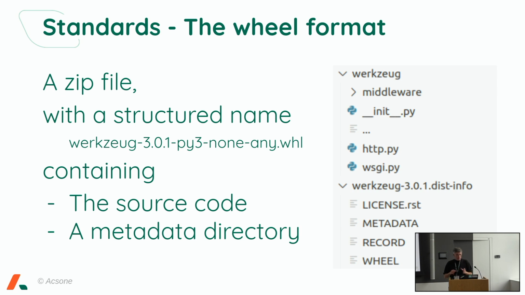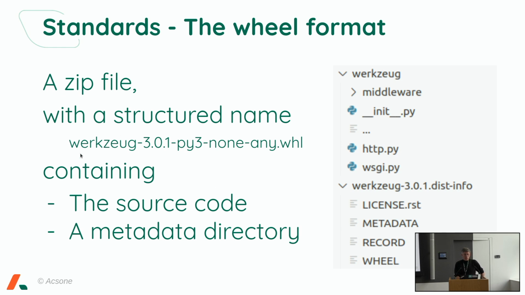Then there is the wheel format. The wheel format is the binary distribution mechanism for Python packages. And it's actually very simple. It's a zip file, which has a structured name. So just by looking at the name, you already get some information about the metadata of the package.